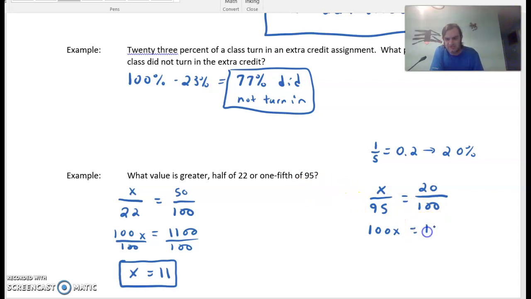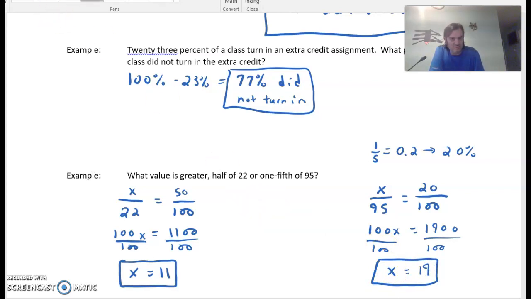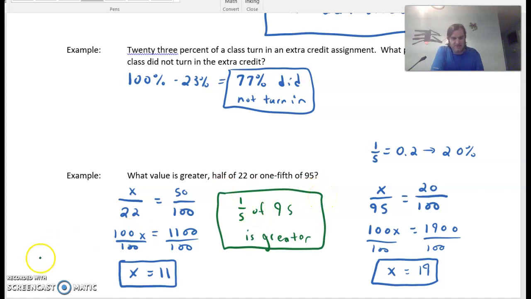So 95 times 20 is 1900. Divide both sides by 100. It looks like 19. So as far as which is greater, 1/5 of 95 is greater because it gave us 19 where the other one gave us 11. Okay. There we go. Just a couple more examples of problems you might run into from the homework.